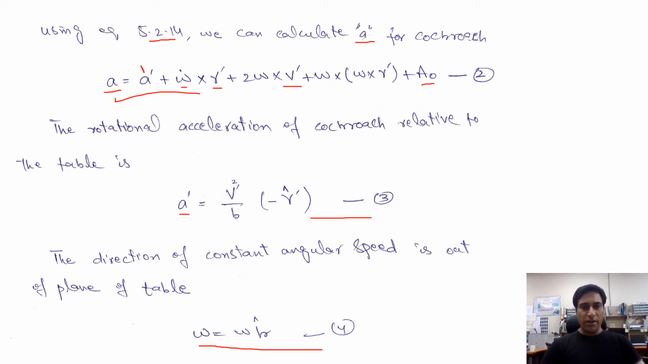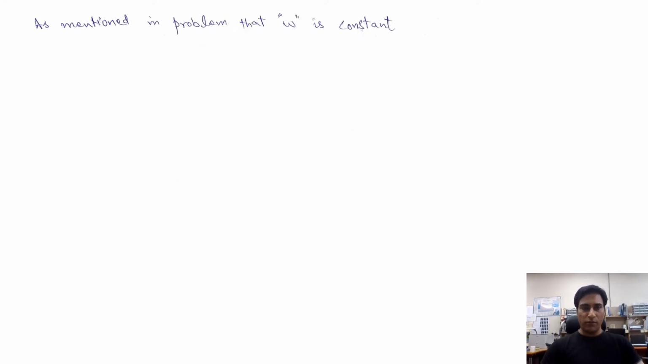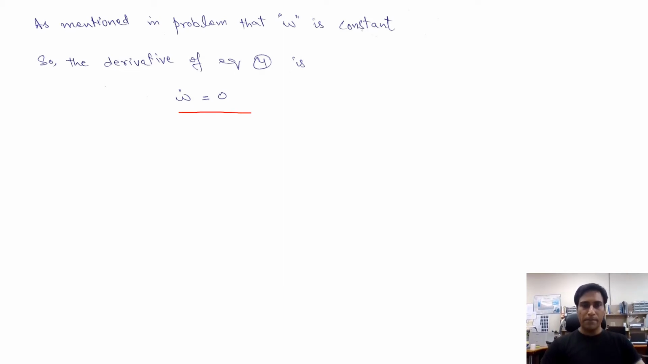In equation 2, you can see that we need omega dot. So we need to take the derivative of equation 4. But because omega is constant, the derivative is 0, because when we take the derivative of a constant, it is always 0.